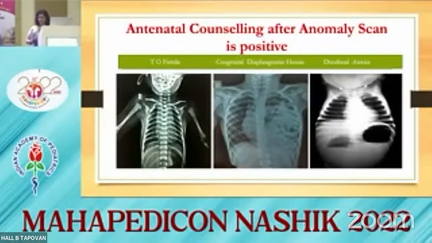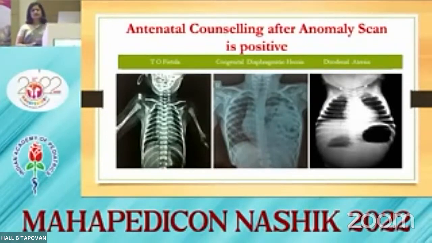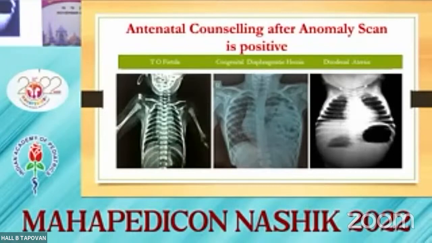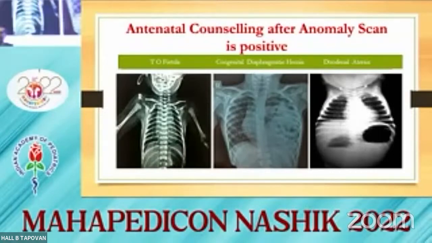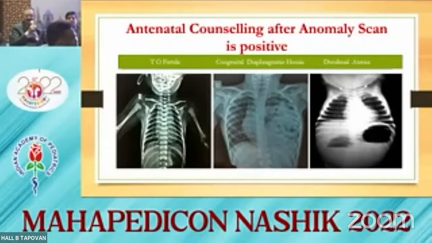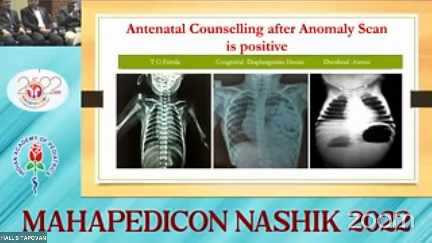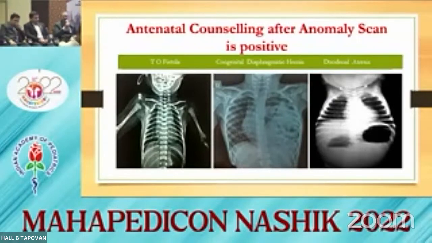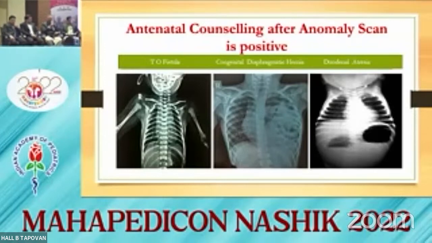Agarwal sir, which is the best time for anomaly scan? For anomaly scan, actually, we should refer the patient for sonography at the age of 18 weeks. And 18 to 20 weeks is the ideal age because the fetus is grown well and we can pick up many congenital anomalies. And that's why it is known as anomaly scan.